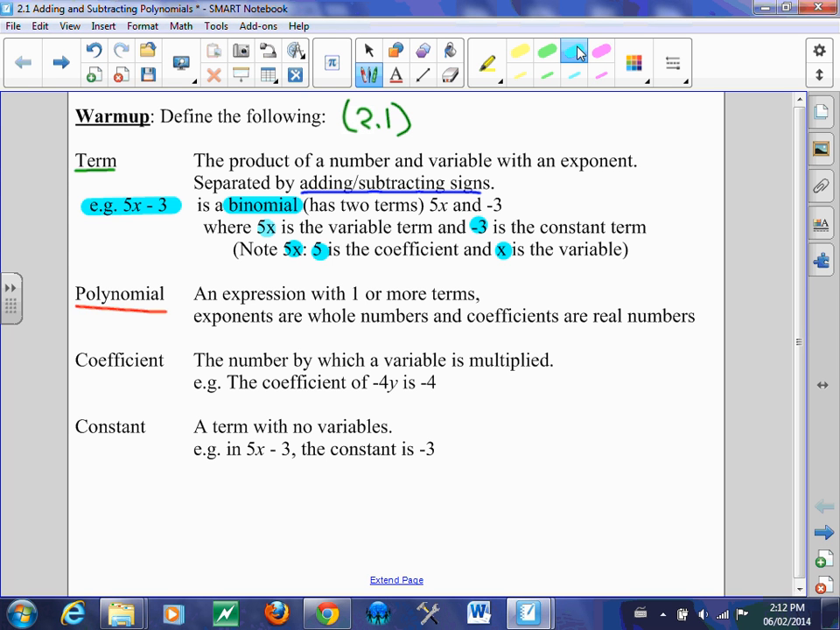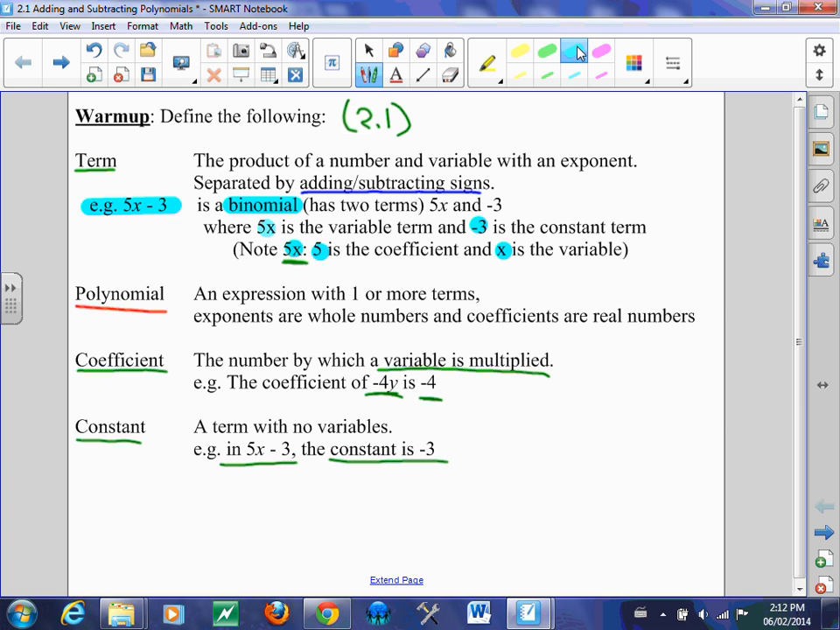All right, next thing we're going to take a look at is a coefficient, which we just reviewed up here. Okay, the coefficient is a number by which a variable is multiplied, or in front of is another way of taking a look. So the coefficient in negative 4y is negative 4. Last, we take a look at a constant. A constant is a term with no variables. So in the above example, remember that the negative 3 is the constant term.